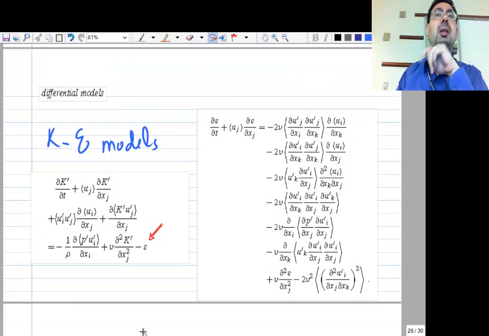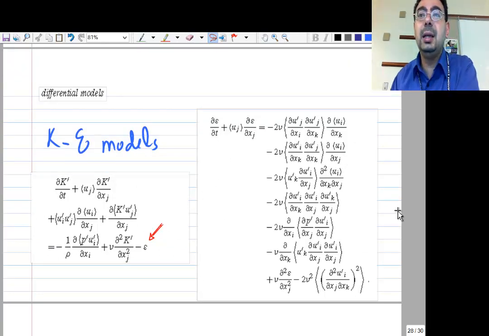Let me finish with this slide. So here is the K epsilon equation again, one more model, and you can see in all its majestic power, look how complicated the epsilon equation is. So here's a K equation and epsilon equation.